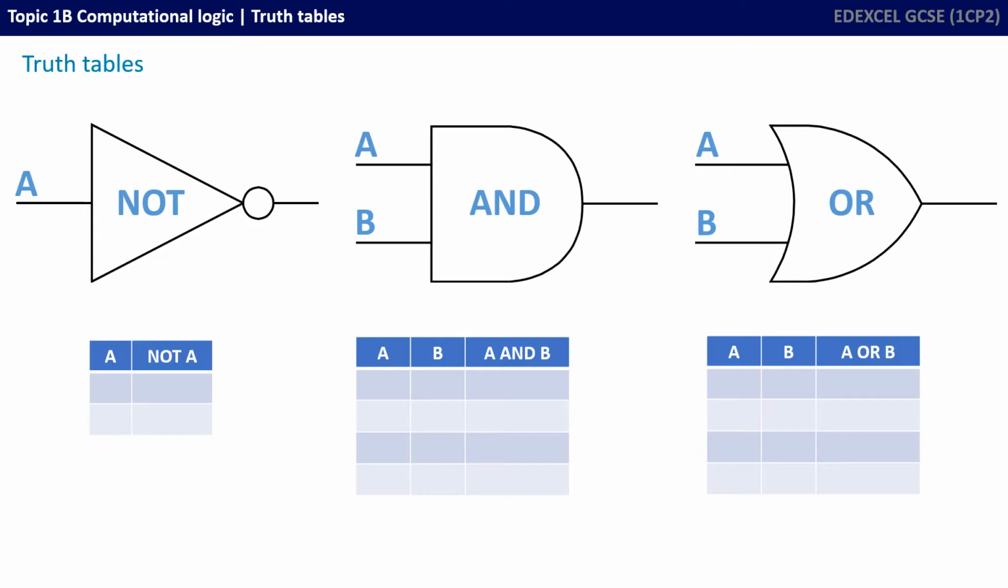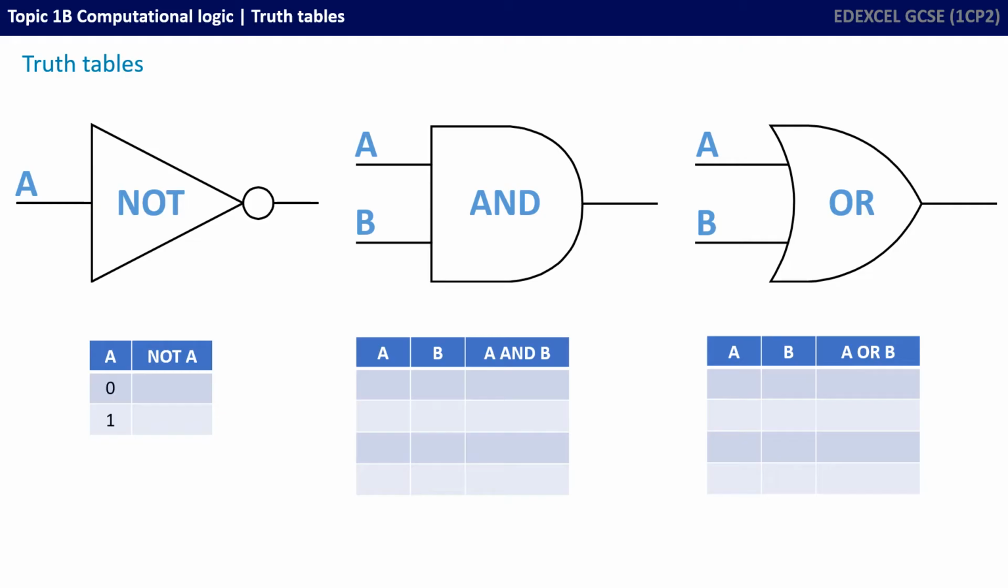So we're going to start with the NOT gate on the left, and you can see here we've labelled up the input. Well, there's only one input to a NOT gate, so we're going to call that A. And we've got a column for that here in the table underneath, column A. The output for that is therefore not A, and that's the second column.